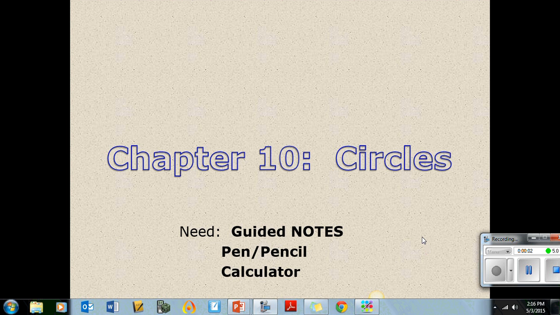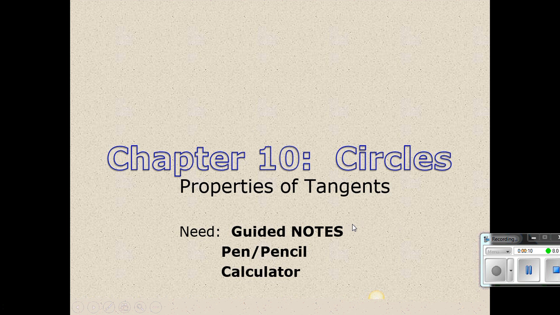Hello, geometry folks, and welcome to Chapter 10, Circles. So today we're going to take a look at some properties of tangents. That is what we are going to focus on today. However, we need to have some vocabulary for the foundation of what we're doing today, vocabulary on circles. And then we're going to spend the next couple of weeks talking about circles.